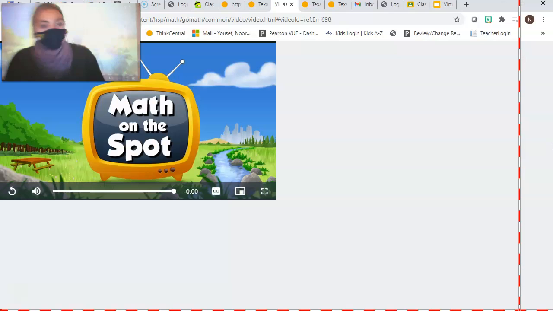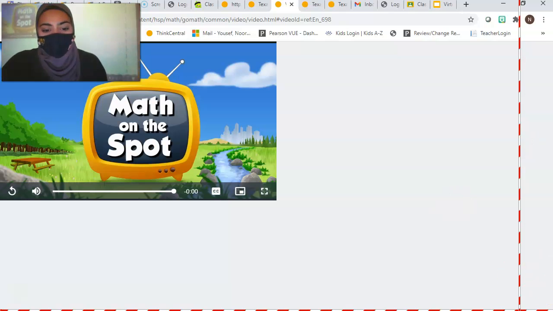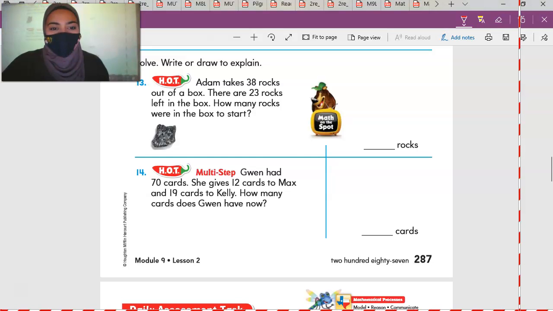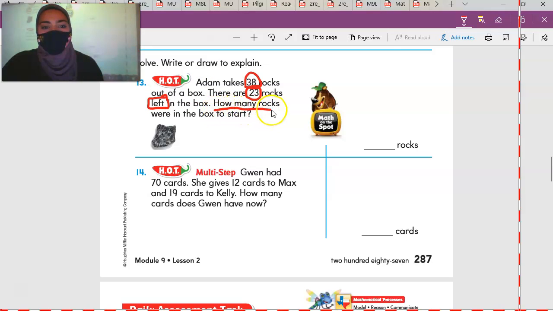Okay, let's move on. It was short because this is an easier lesson. Adam takes 38 rocks out of a box. What do we do with the number 38? Circle it. There are 23 rocks left in the box. So if something is left in the box, what do we need to do? Subtract. We need to box that word left. Now we need to underline the question. How many rocks were in the box to start?